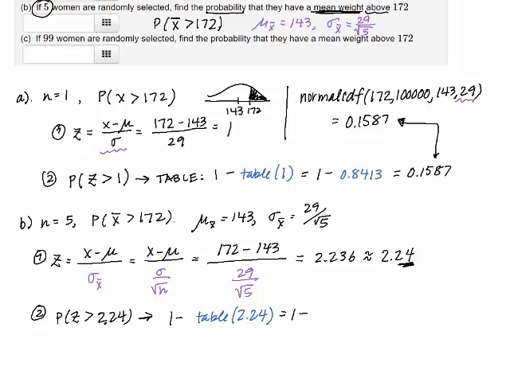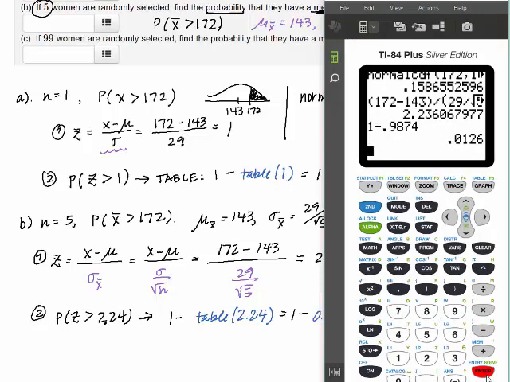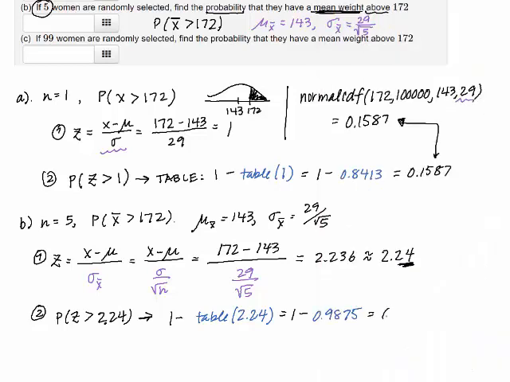1 minus 0.9875 is the area to the right. Same picture as we drew before. The new numbers. 1 minus 0.9874 is 0.0126. So the adjustment, that small adjustment in the standard deviation, changed the old probability of an individual, almost 16%, to just barely 1% down here, because we are talking about sample means.